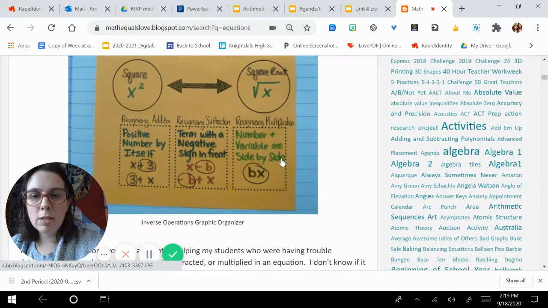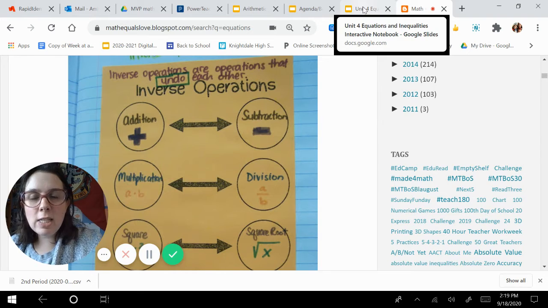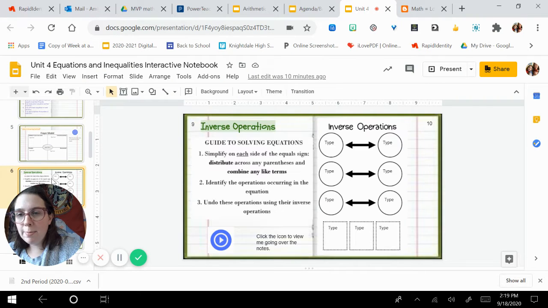Okay. So I'm going to pull this up here. This is the second slide. I'm going to show you here. This is where it is. This is the second slide of the notebook, and this is the second thing I'm going to talk about in this video.